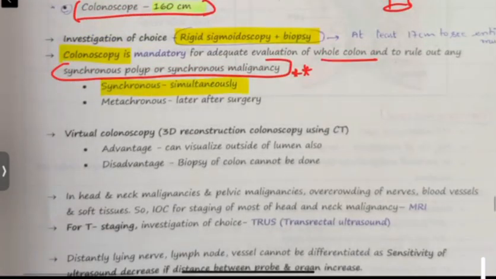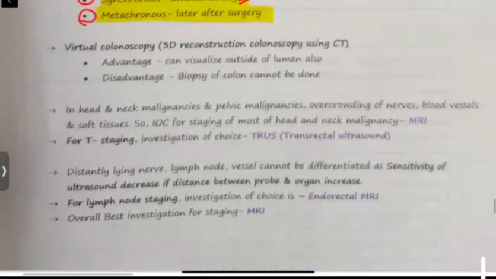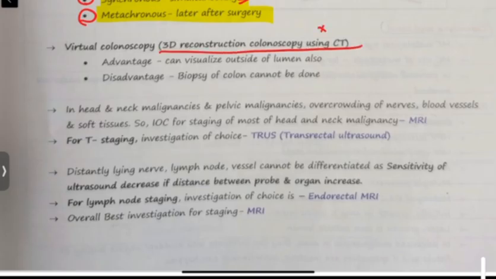Synchronous means simultaneously, metachronous means later after surgery. Okay, these two terminologies are used. So synchronous polyps, simultaneously existing polyps. Okay. Other than this, what investigation we can do? We can do virtual colonoscopy, which is a 3D reconstruction colonoscopy using CT scan. Advantage is you can visualize outside the lumen also, and disadvantage is biopsy cannot be done.